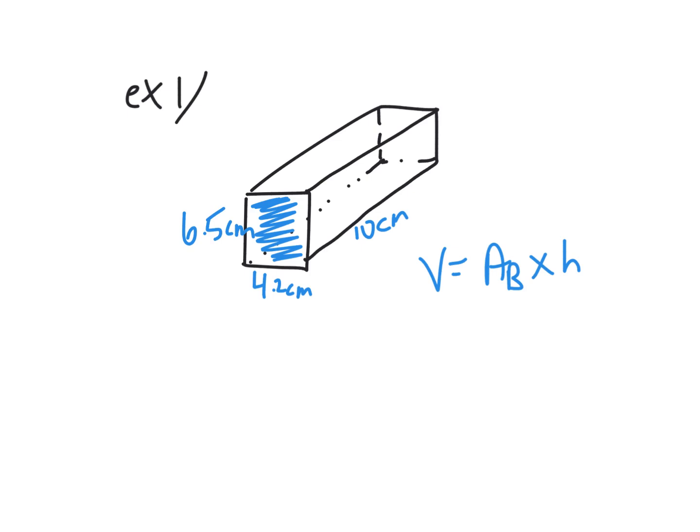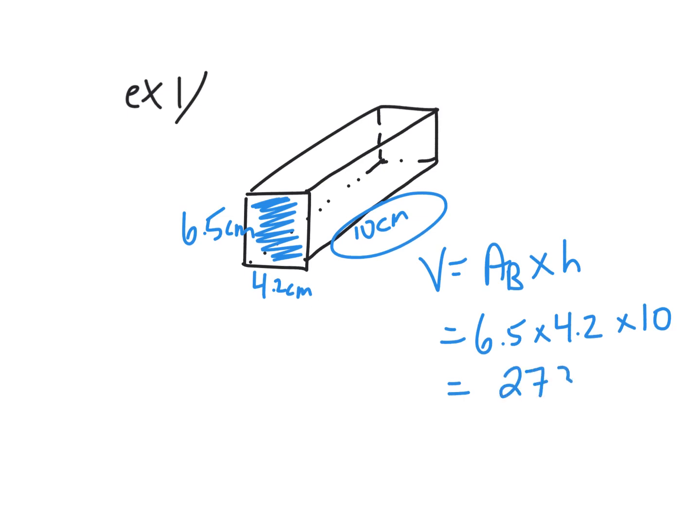So in other words, if we choose our base as I am here, as the 6.5 times 4.2 side, the squiggly blue line side, then the height is this, the 10 centimeter side. So we're going to take 6.5 times 4.2 times 10, okay? And then if you do that math, you're going to get 273. What are the units? Cubic centimeters.